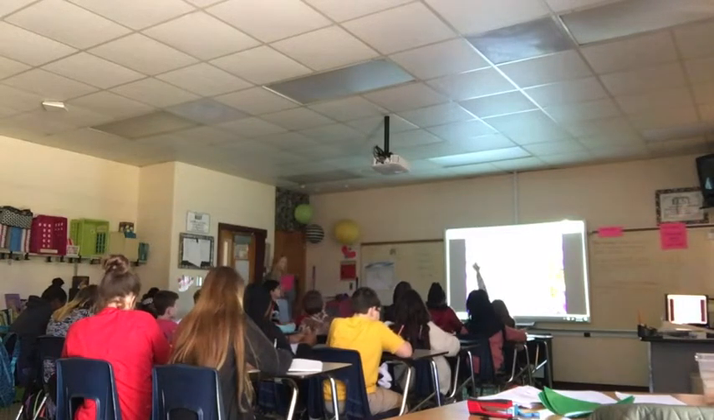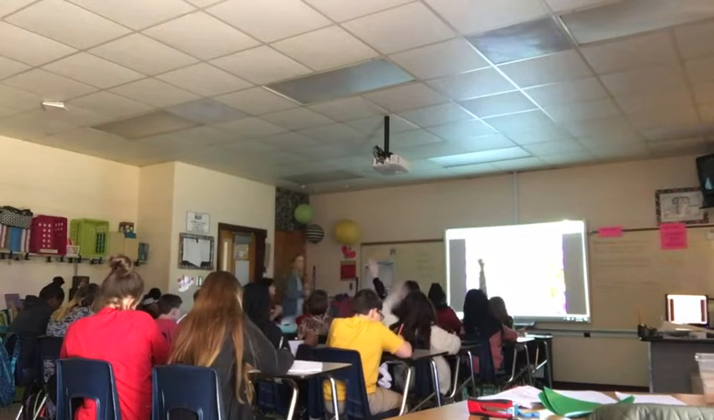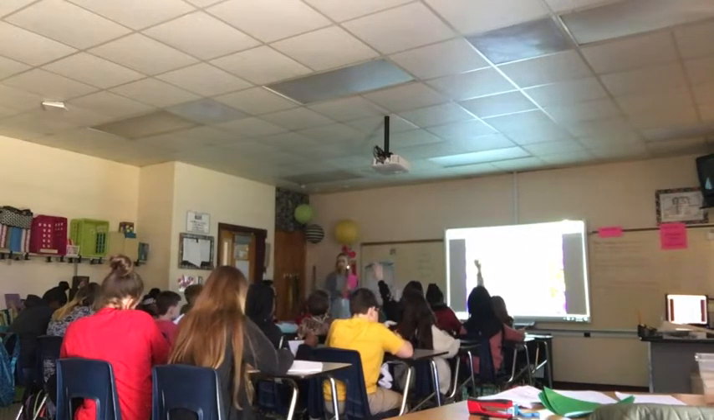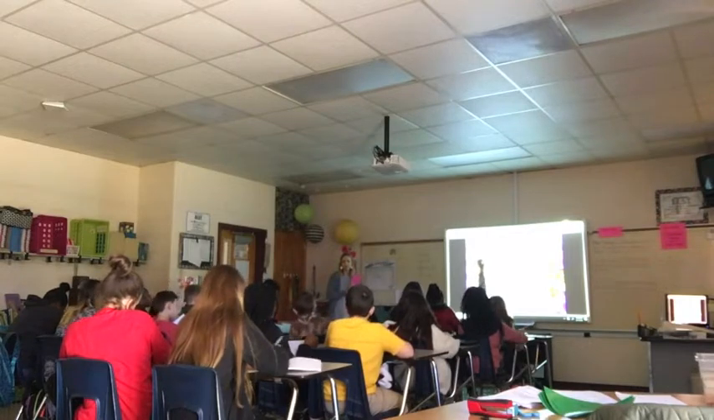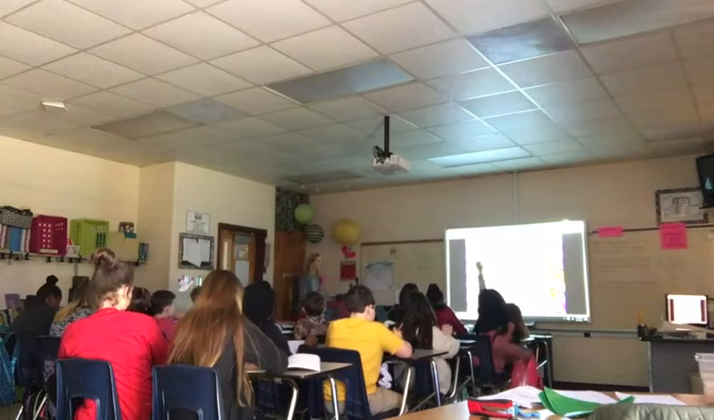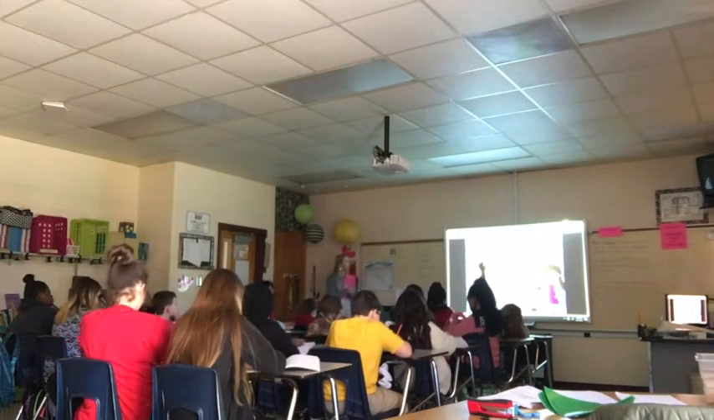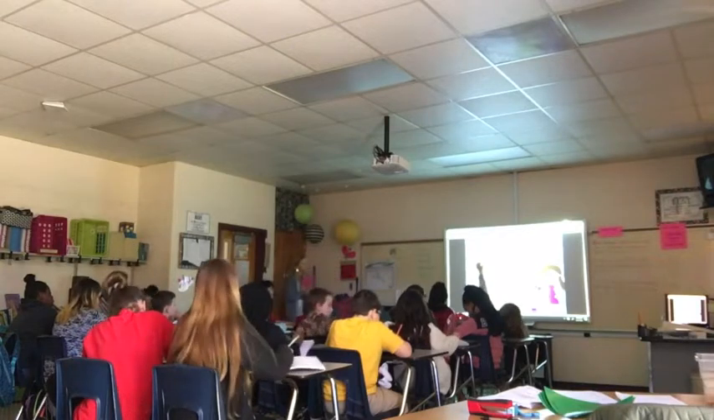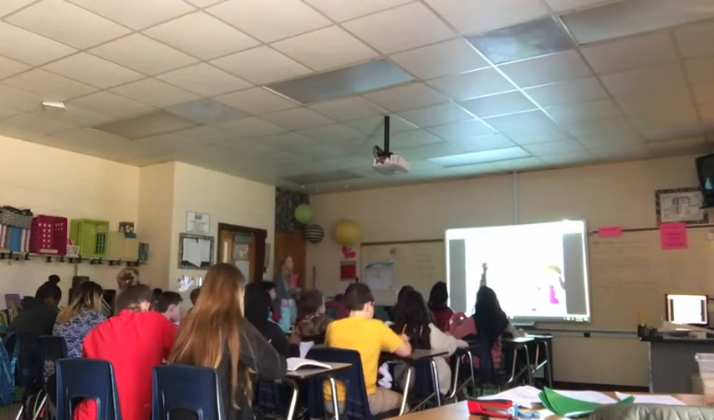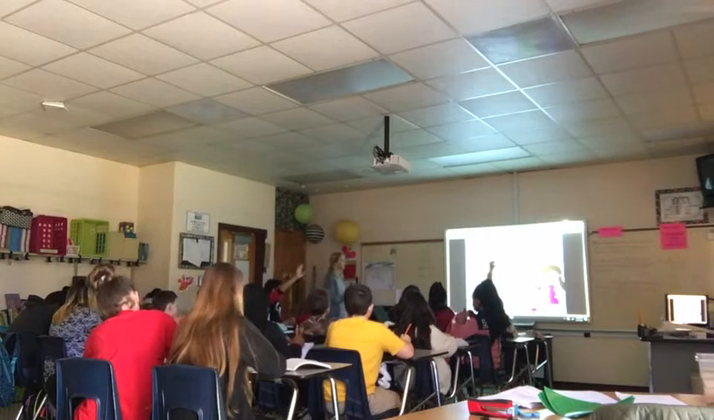Let's discuss these similes: as blind as a bat. Who can tell me what that would mean? Right, they don't see very well, so as blind as a bat means that person doesn't see very well. All right. Metaphors. Metaphors suggest that something or someone actually becomes or is something else. For example, she is a monster describes how the girl is behaving.